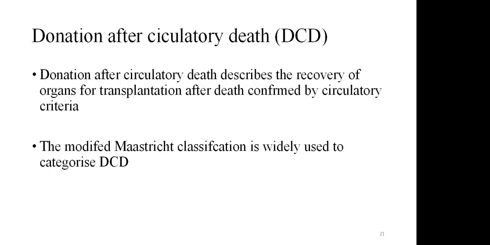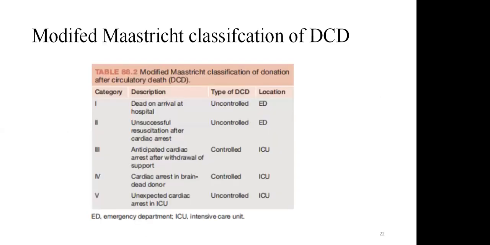So donation after circulatory death describes the recovery of organs for transplantation after death confirmed by circulatory criteria. The modified Maastricht classification is widely used to categorize this type of donors. This slide explains the categories using the modified Maastricht classification.